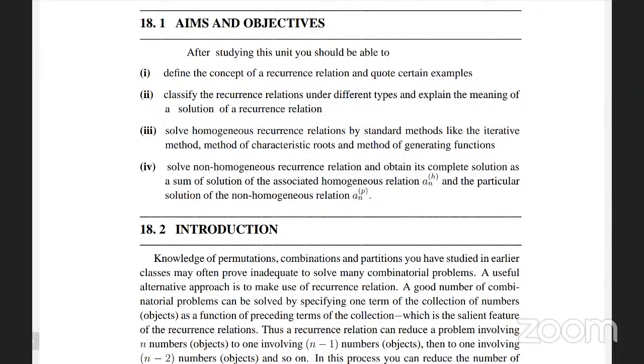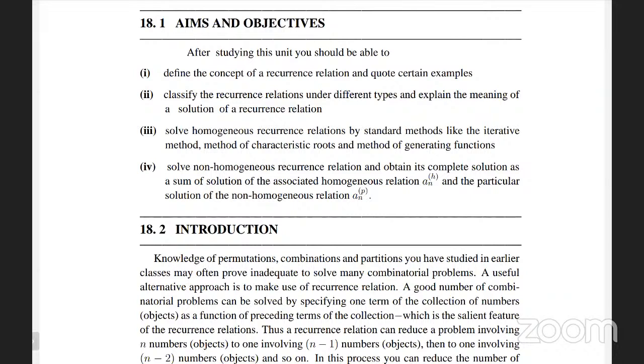Solve the homogeneous recurrence relations by standard methods like iterative methods. There are two types of recurrence relations, homogeneous and non-homogeneous. For the homogeneous recurrence relation, we can apply standard methods to find the solutions. The iteration method is one method, another is the characteristic roots method, and another is the method of generating functions. So this is important.